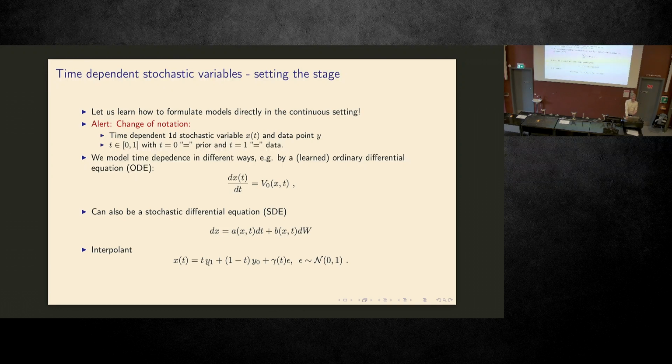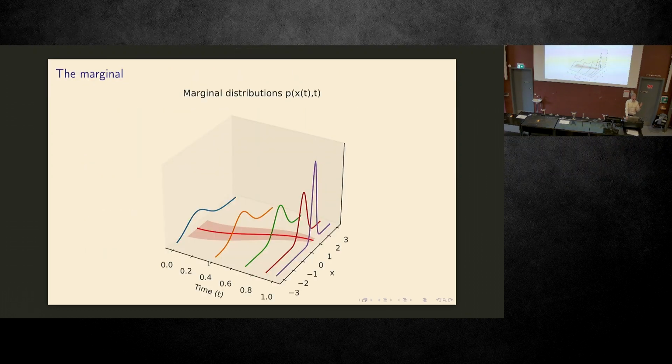It turns out that all these examples I mentioned here follow the same master equation, or rather their marginal distribution follows the same master equation. That master equation is called the Fokker-Planck equation. It's also called the Kolmogorov forward equation.